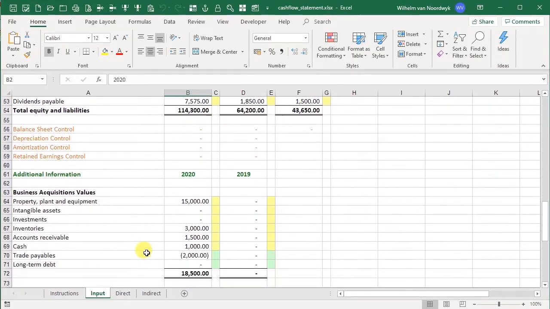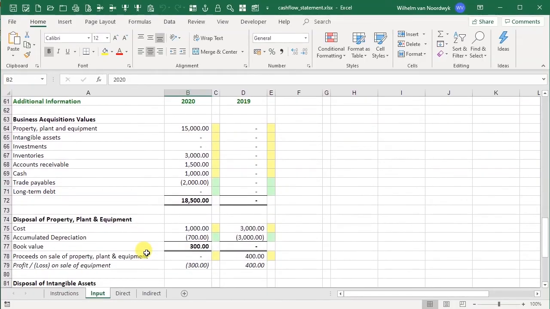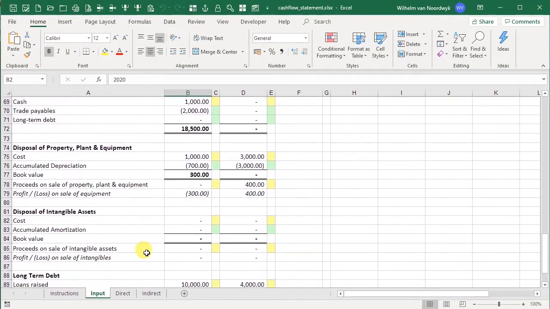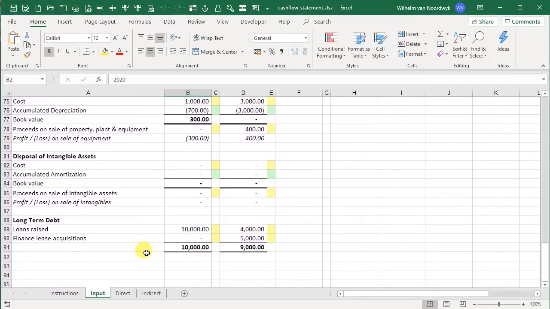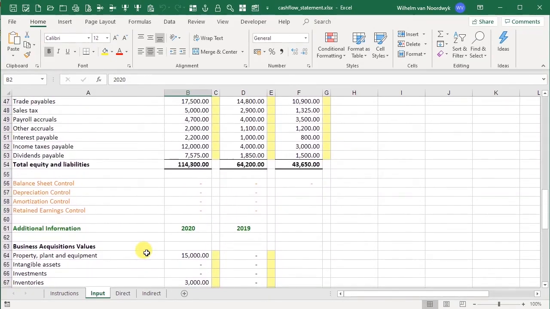Below that, there's some additional information that's required in order to produce a cash flow statement. The same principle applies to this additional information in terms of whether positive or negative values need to be entered. Below the balance sheet is a control total section. There are 4 control totals.